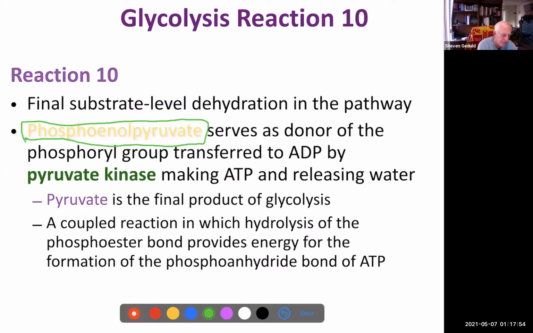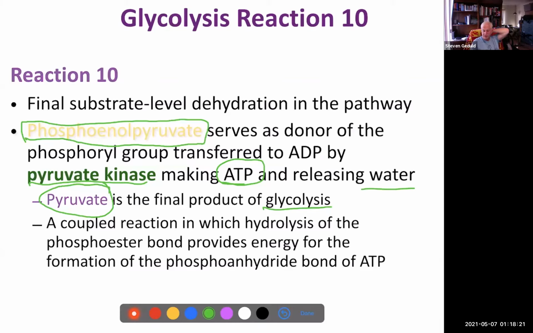It serves as a donor of the phosphate group transferred to ADP by pyruvate kinase, making ATP and releasing water. Okay. So pyruvate is going to be the final product of glycolysis. And we're going to see pyruvate later on too. So a coupled reaction in which hydrolysis of the phosphoester bond provides energy for the formation of the phosphoanhydride bond of ATP.